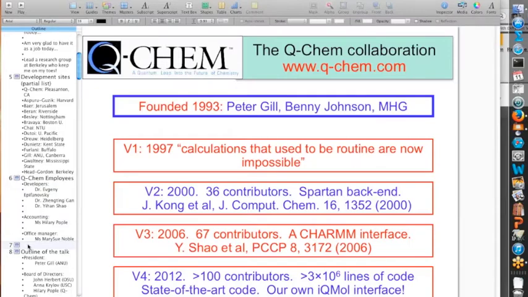And then maybe just a little bit of the history of the code. We are about 20 years old as a code, celebrating our 20th anniversary this year. These days, in academic circles, it's fashionable to talk about the sustainability of software, and so we're proud to have sustained ourselves for two decades.